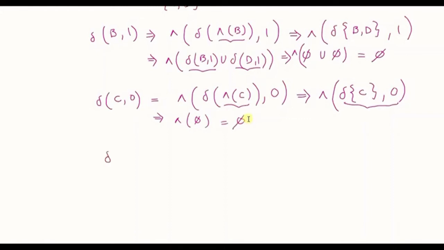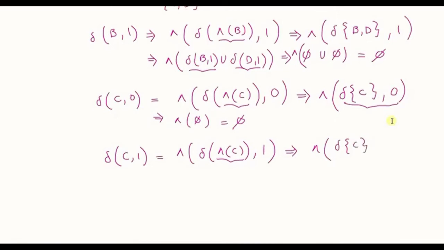Next, delta of state C on 1 we'll have to find out. So that is E closure of delta of E closure of C on 1. Again, what is E closure of C? We already have found out. E closure of C is C itself. So this can be written as E closure of delta of C on 1.